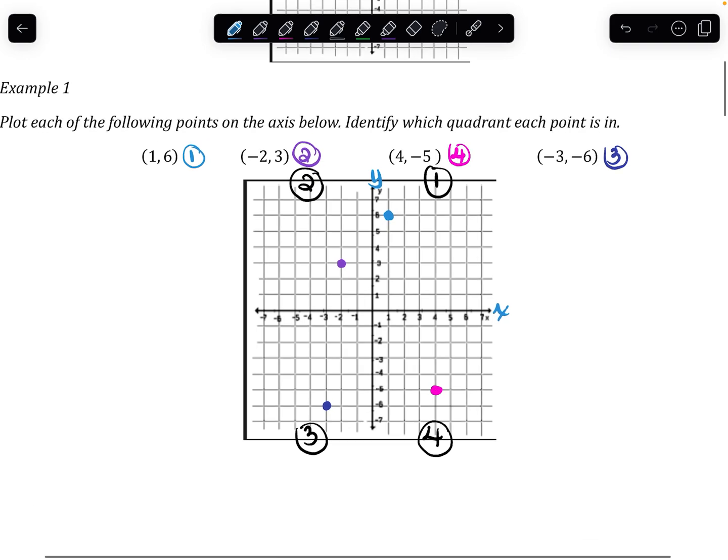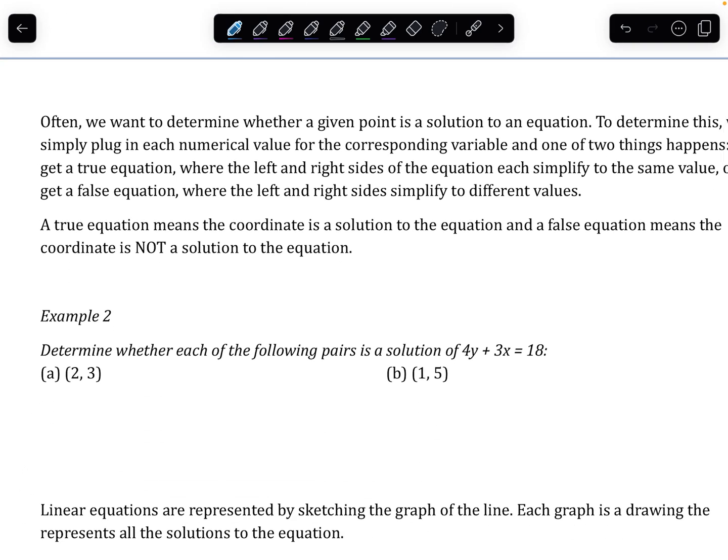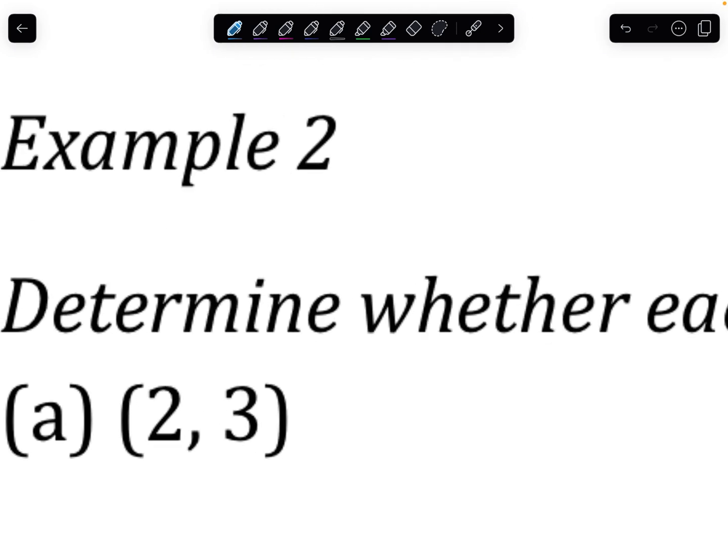All right, your second one. Determine whether each of the following pairs is a solution of the given equation 4y plus 3x equals 18. To determine whether something is or is not the solution to an equation, you simply plug in the given values for the appropriate variable and then do the algebra to see if the equation turns out true or if it turns out false. So our equation is 4y plus 3x equals 18.